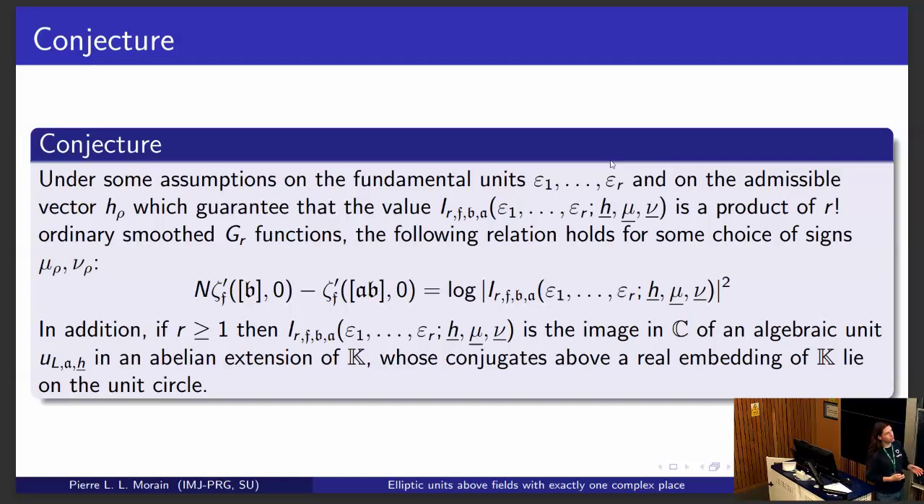What you could remember is that if you take a smoothing large enough, so if you take n large enough, then you always happen to be in the ray class field of modulus f. All right.